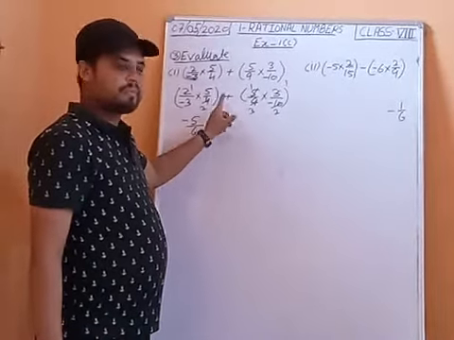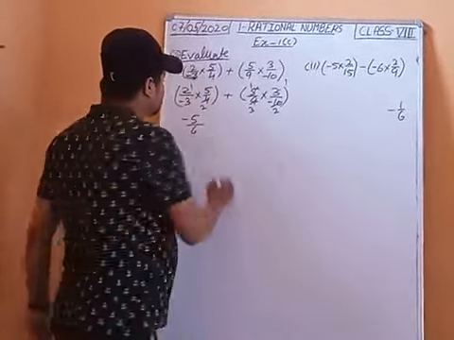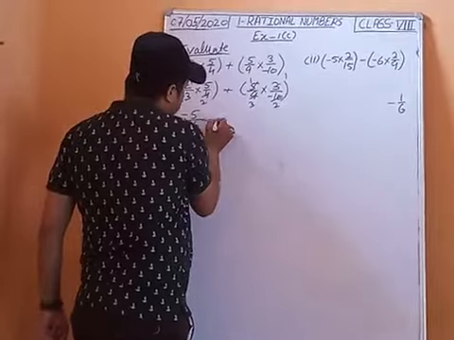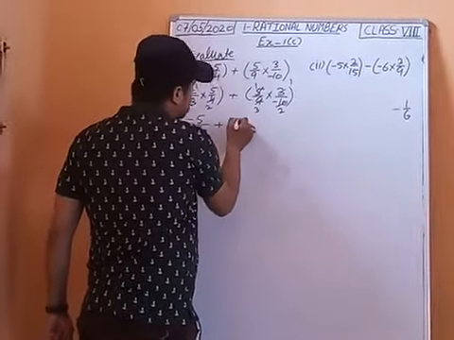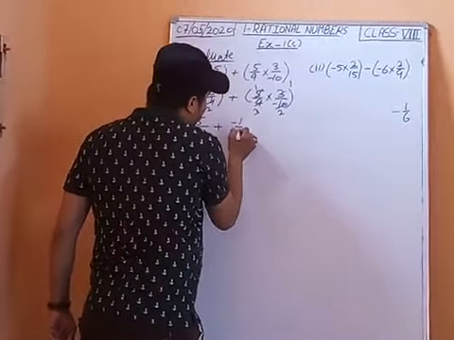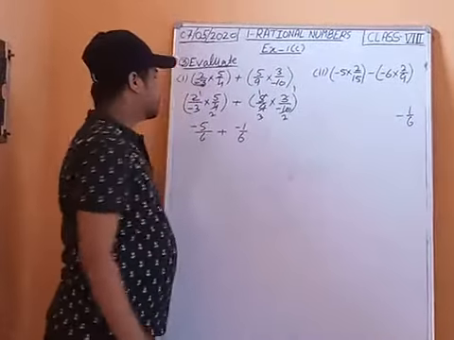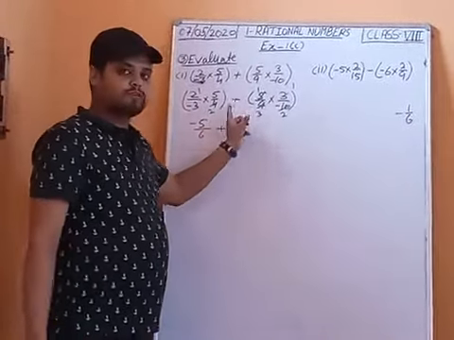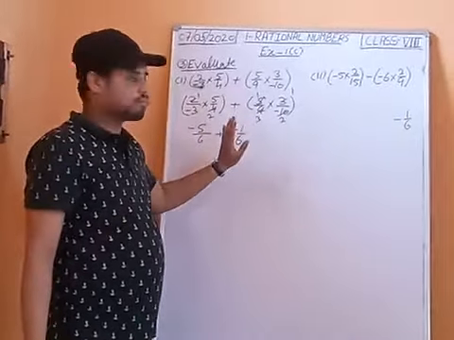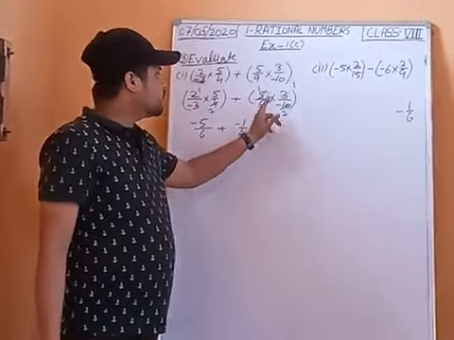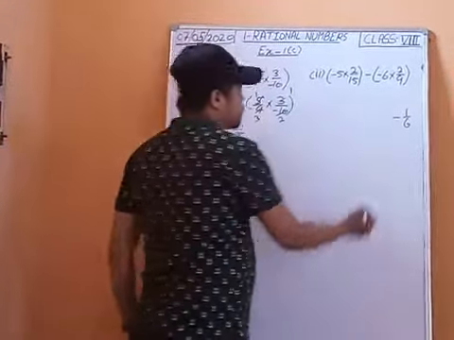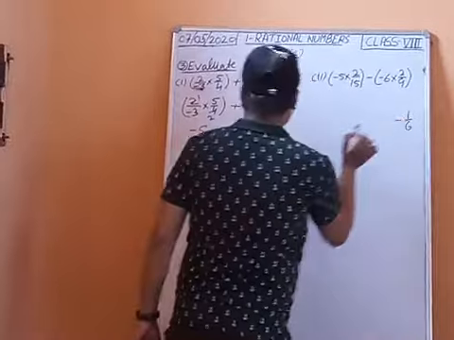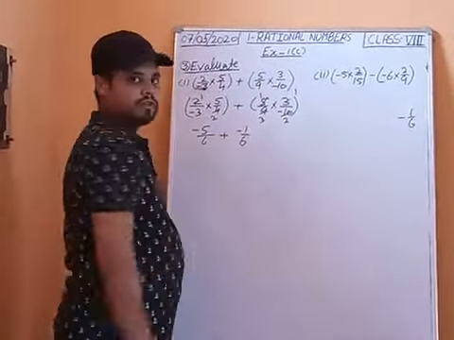So plus minus, or write plus minus 1 upon 6. Write in this way. Don't open this bracket like plus minus minus. What we are getting? 1 upon minus 6. So write minus sign with 1. So minus 1 upon 6.